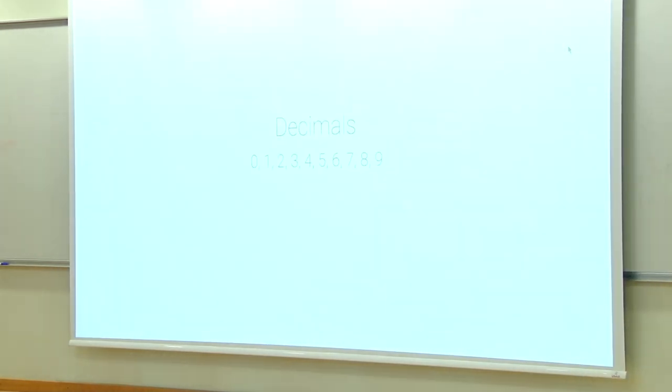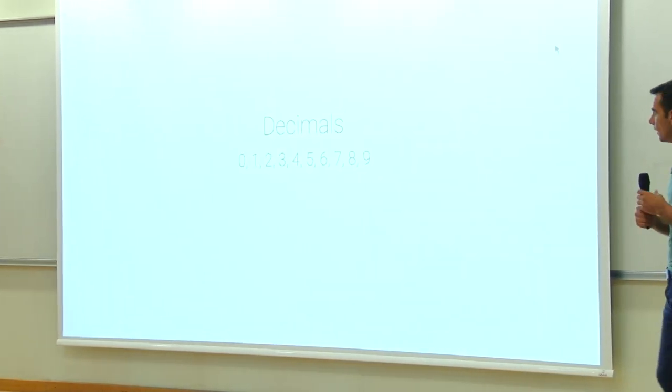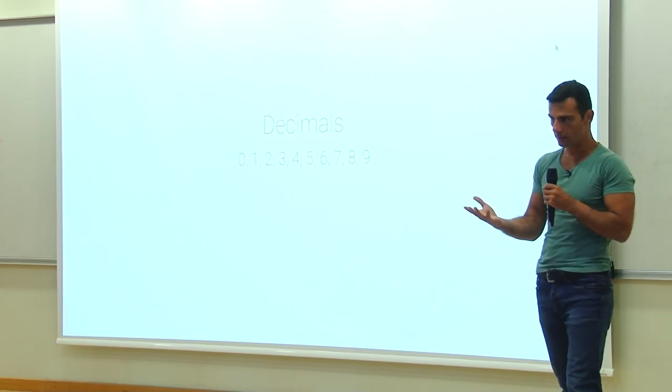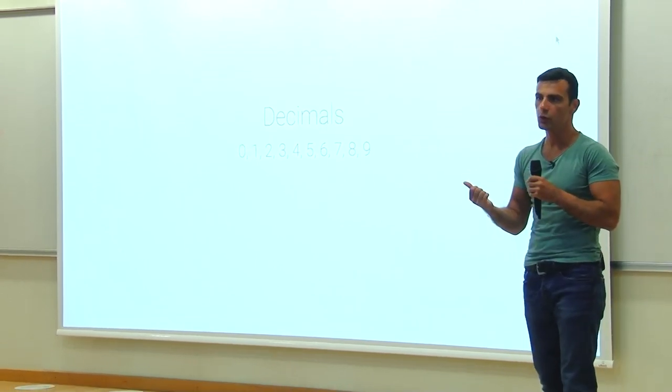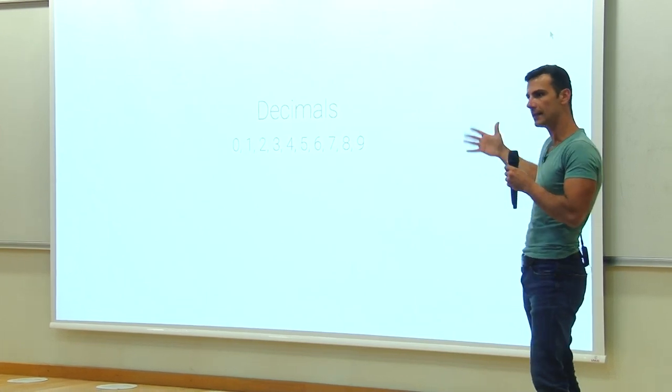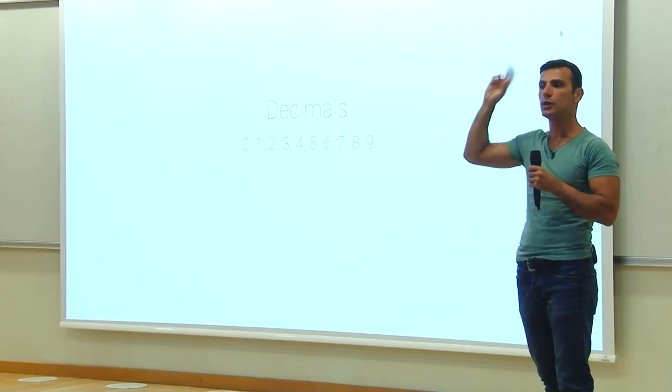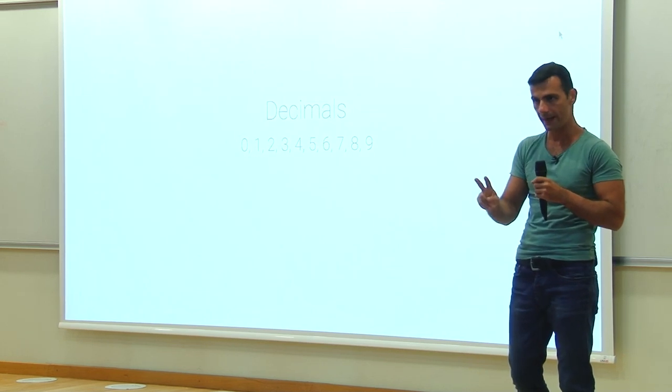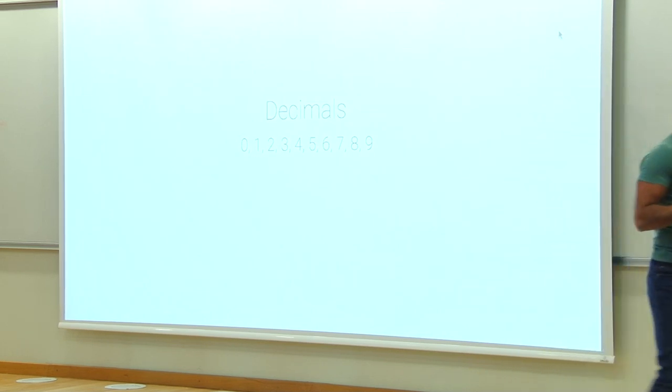The numbers that you're used to, however, decimals, deca is 10, right? So decimals use base 10. It's a base 10 system. Everything is 10 at a time, right? Binary uses base 2, bi, base 2. So let's look at how this works.